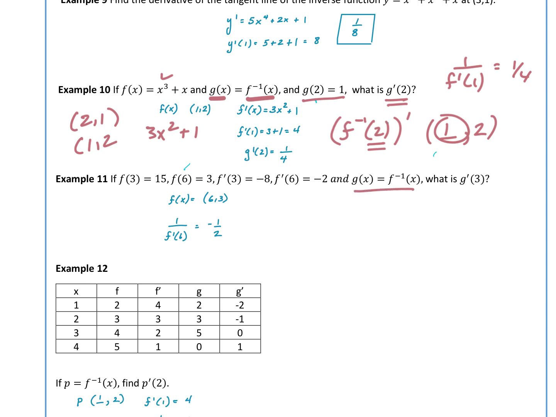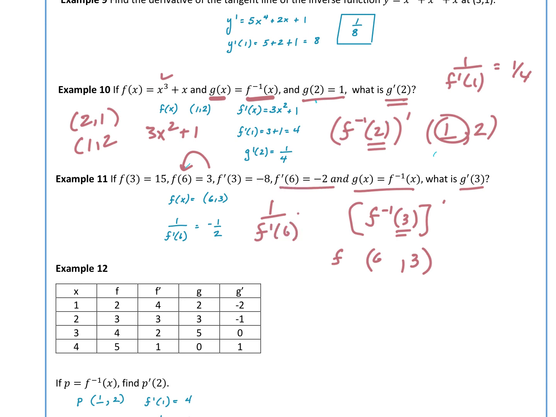Again, inverse is g of x. They want g prime, so that means they want f negative 1 of 3 prime. So it's the f function. So this is the x of the inverse, which is the y of the original. So let's see if I can figure out. So this is f. I need to find an f function that equals 3. What's the x value that corresponds to it? It's 6. So it's going to be 1 over f prime of 6. Do they give us that? They do. It's negative 2. So you get 1 over negative 2.